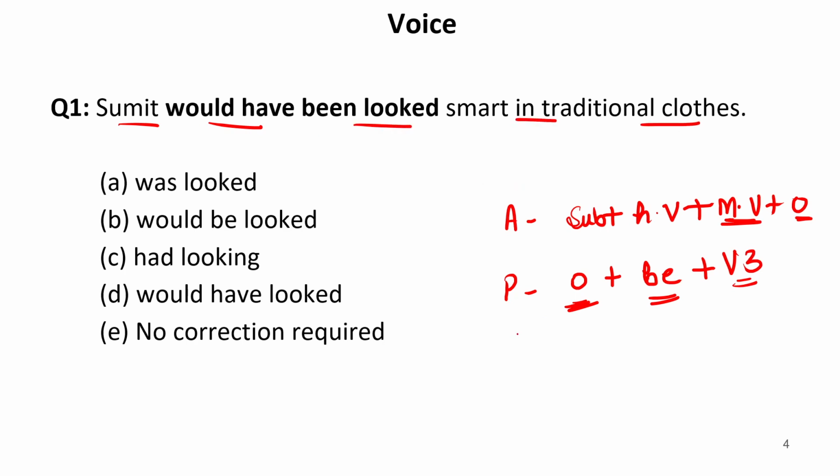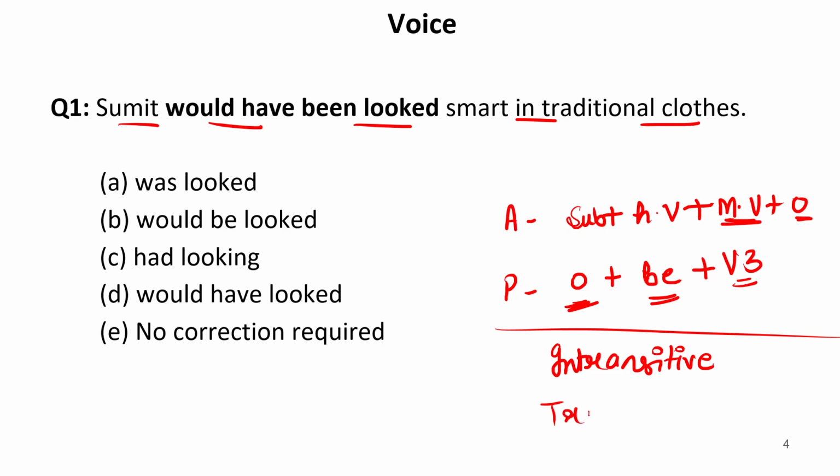Now we know very well that we have two types of verb that we have already read, that is intransitive and the other is transitive verb. Whenever we have an intransitive verb, it does not have any object. So after this we have subject then verb, but we do not have any object.